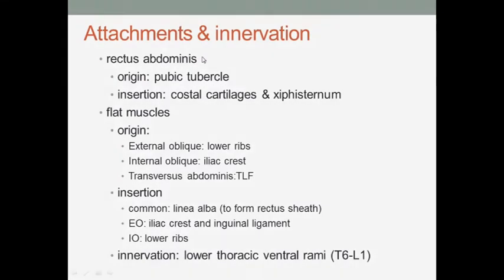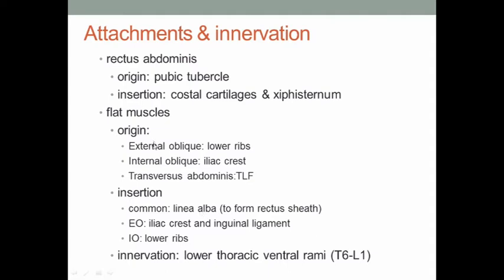You'll remember that most muscles of the vertebral column have their origin inferiorly, and that's true of rectus abdominis. Its origin is on the anterior pelvis, the pubic tubercle, and its insertions are on the anterior rib cage, the costal cartilages and lower sternum. For the flat muscles, they have a common insertion, the linea alba, which is anteriorly on the abdominal wall. So that means the other attachment is the origin.